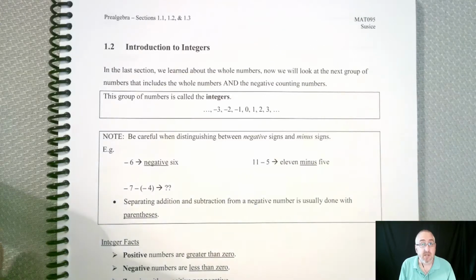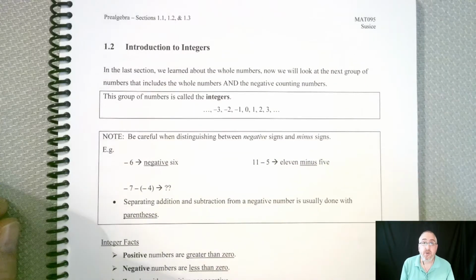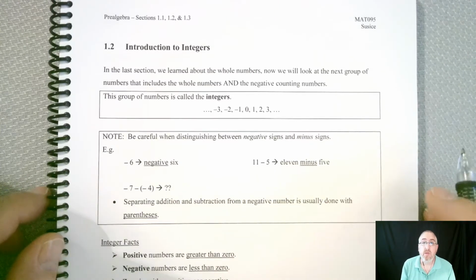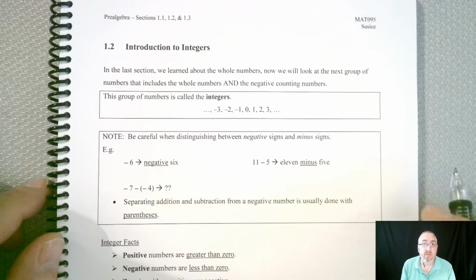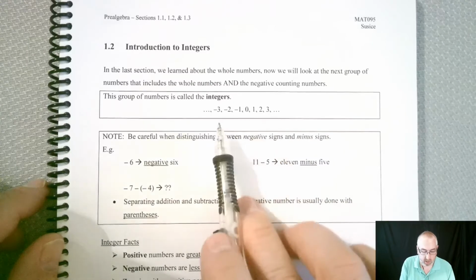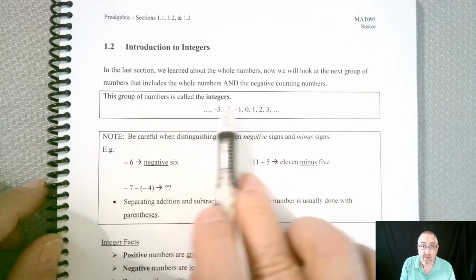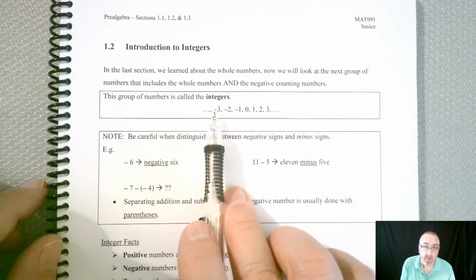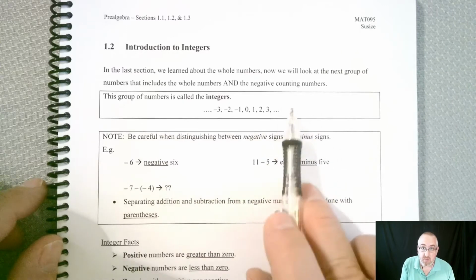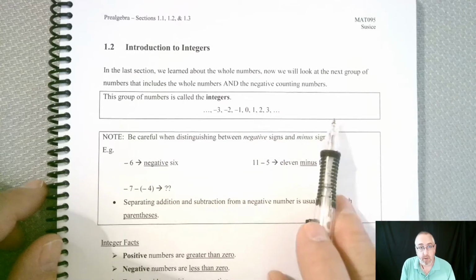So we're back for section 1.2, which is Introduction to Integers. In the last section, we learned about whole numbers. Now we will look at the next group of numbers that includes the whole numbers and the negative counting numbers. This group of numbers is called the integers. So we have all of these negative counting numbers to the left, and they go on forever to the left. And then we have all the positive ones on the right, and they go off to the right.